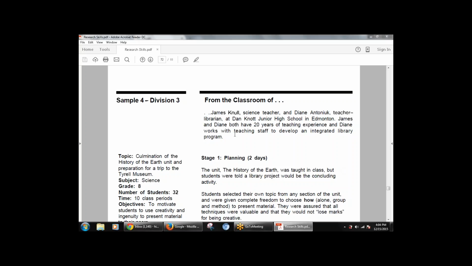In the last class we started with the various activities, that is sample number 4, division number 5, from the classroom of James Knoll, a science teacher, and Diane Antony, librarian at the Don Code Junior High Education. This is a sample activity presented from the classroom. We have discussed some activities. Now I am moving towards the appendix, the last part of this module. So let's begin with this activity.